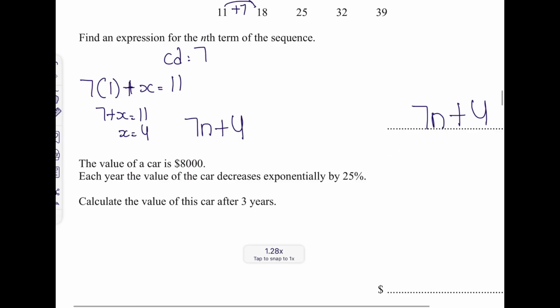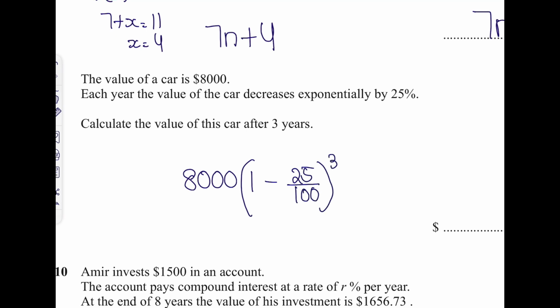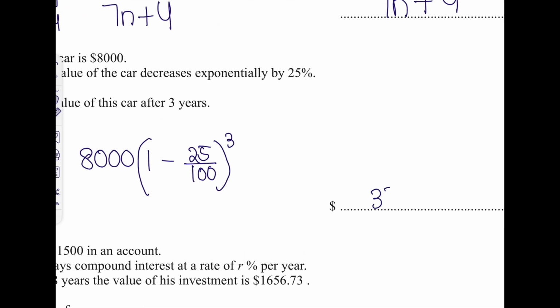7n plus 4. Next up, it says that the value of the car is $8,000, and each year the value decreases exponentially by 25%. Calculate the value of the car after 3 years. So the formula is basically, you take the initial value 8,000, since it's decreasing, 1 minus 25 over 100, or you can write 0.25, raised to 3. So the initial amount, then you do 1 plus for increasing and minus for decreasing, then the percentage, and the power would be the number of periods. So I would do 8,000 times 1 minus 25 over 100, just put the whole thing in the calculator, raised to 3. That gives me 3375, the exact answer.